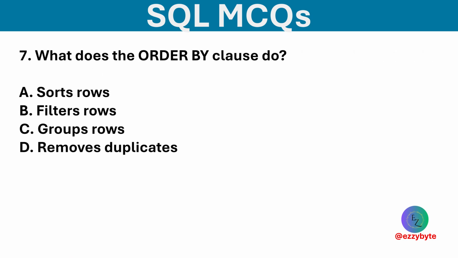What does the order by clause do? Options are sorts rows, filters rows, groups rows, and removes duplicates. Option A is correct. Order by sorts the result set by one or more columns.